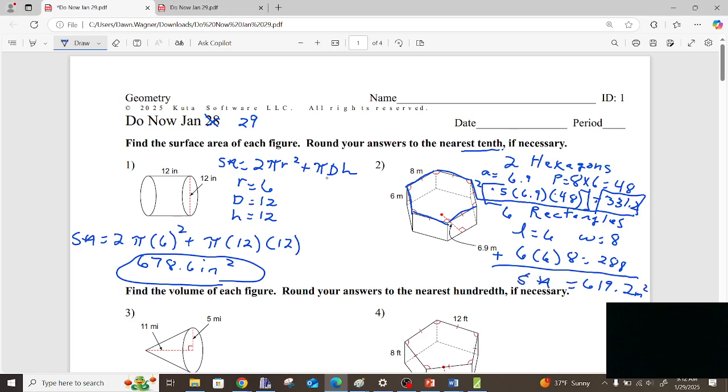Please be careful on the test to use the correct formulas. Remember, in the directions, this one says surface area, and down here it says volume.